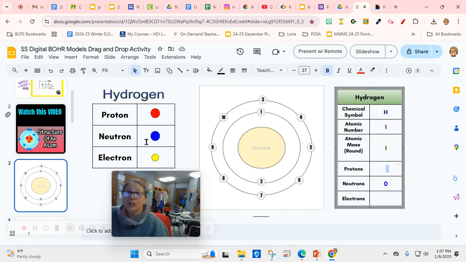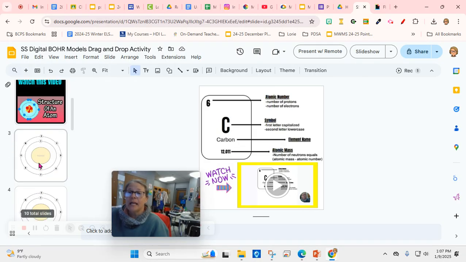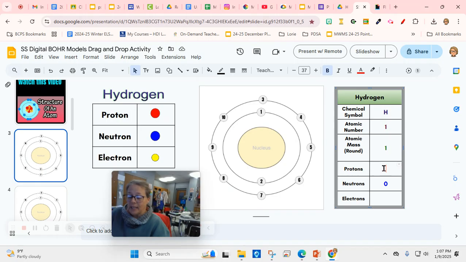All right, now the number of protons. Remember, if you go back to slide number 1, this is where all the information is. So if you know the atomic number, you know how many protons and you know how many electrons are going to be in your atom. So I look at the atomic number, so I know there are going to be 1 proton and there's going to be 1 electron. Now, I've already put the number of neutrons because we didn't get a chance to go over that, and I don't expect you to know how to do that since you've been gone for so long.